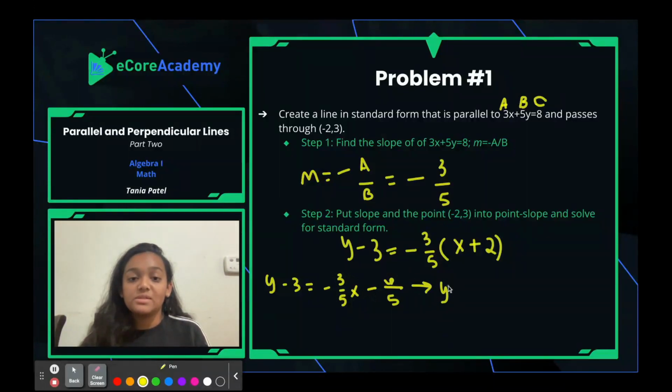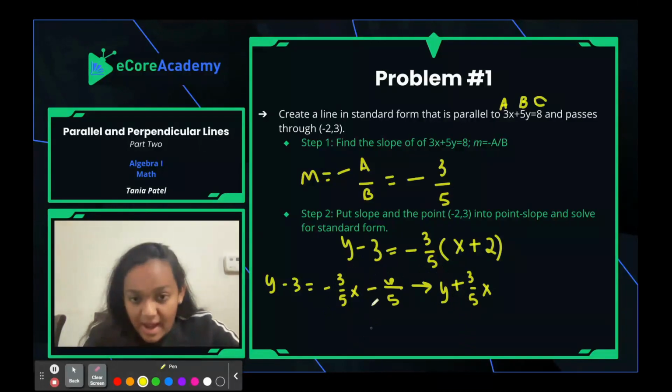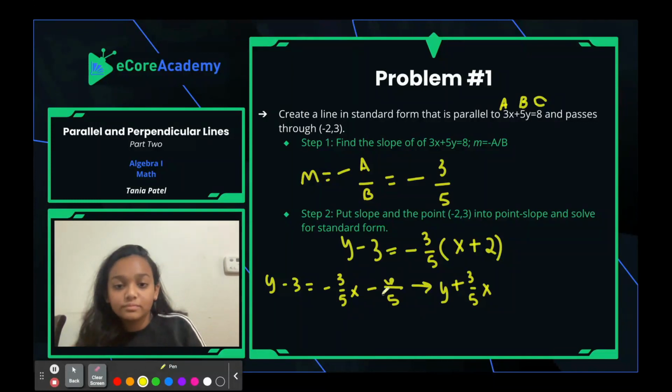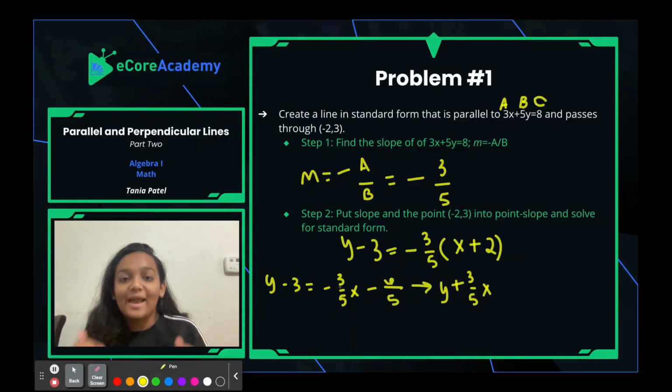Therefore, it will be y plus 3/5x, because we are adding the 3/5x to both sides to cancel it out. We're done with the left side. We're going to add 3 to both sides to cancel it out on the left and make it go to the right. So it's going to be -6/5 plus 3.